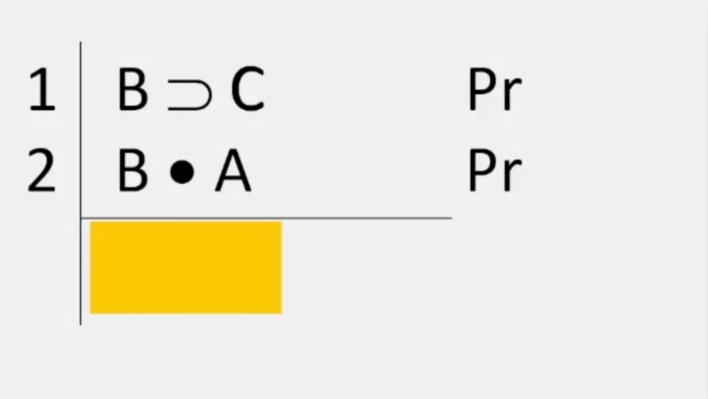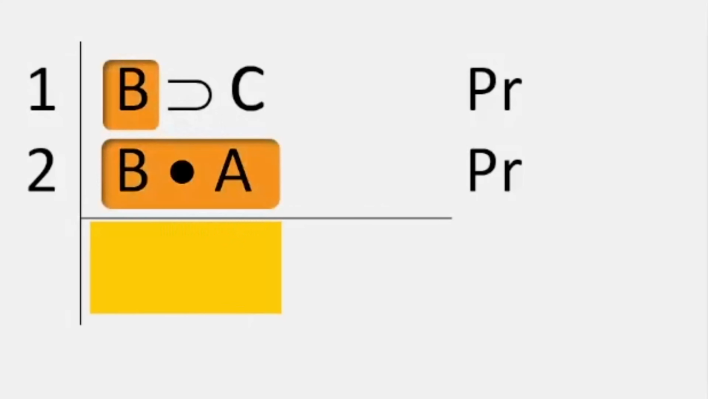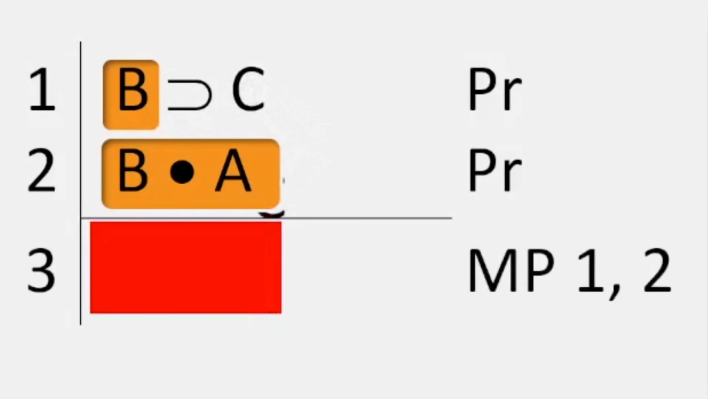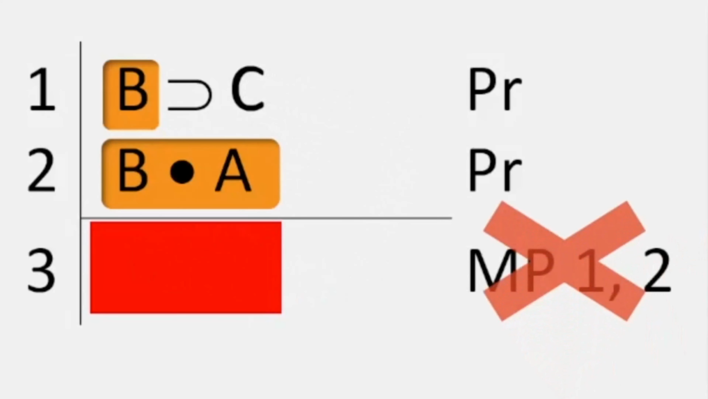What if we had the conditional, if B then C, and a conjunction, B and A? Could we now detach the consequent? And the answer is no. Again, the same principle applies. The antecedent must stand on its own line. Here it doesn't. It's just a conjunct. We can't apply Modus Ponens in this case.